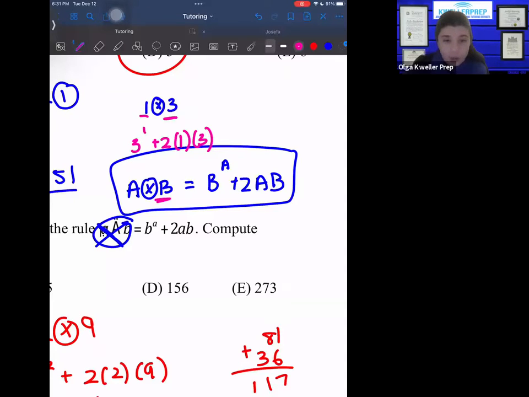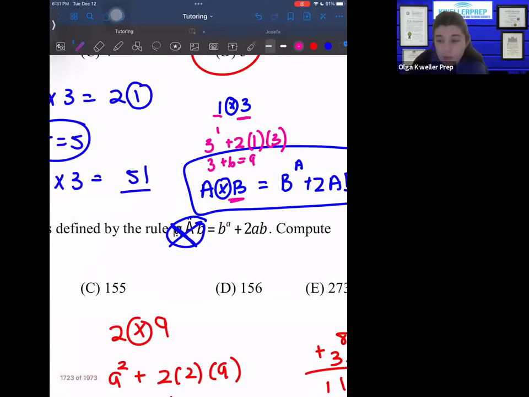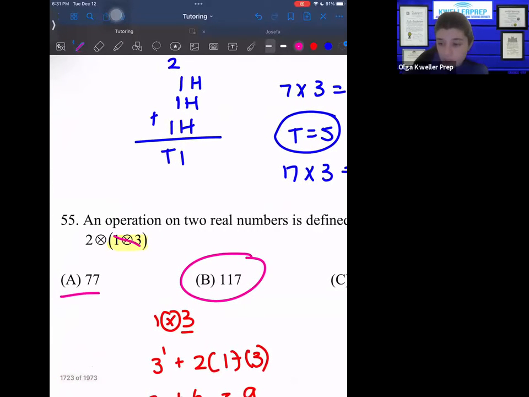So you just follow the code and then you actually have to simplify it, right? So 3 to the first power is just 3, and this simplifies to 6, so we get 9. So now, instead of one symbol 3, we look at our question, we replace this with 9. Now we have 2 symbol 9, and now we follow the new code, right?